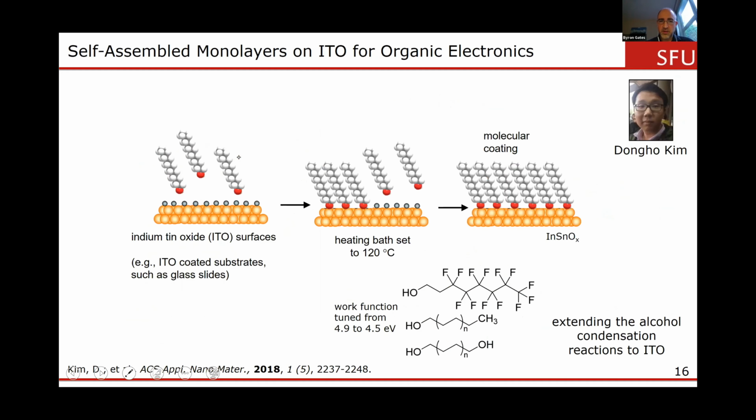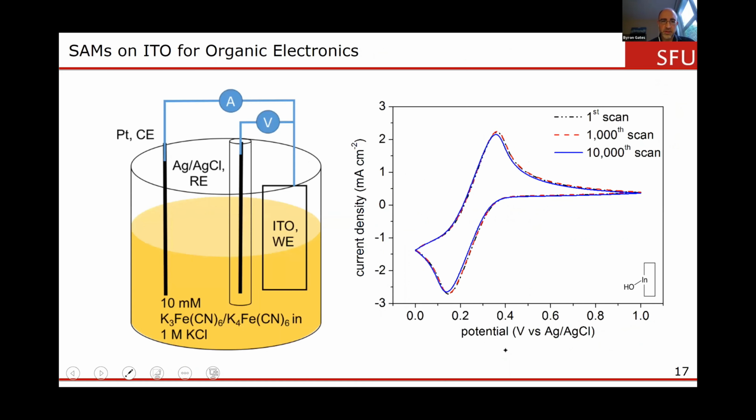We've extended this off to indium tin oxide surfaces, and grafting on a range of different molecules on there to change the work function. And just briefly, as one test of this we used it as a working electrode, immersed into an electrochemical probe, and then looked at the cyclic voltammogram, or the response to potential cycling, up to 10,000 scans.